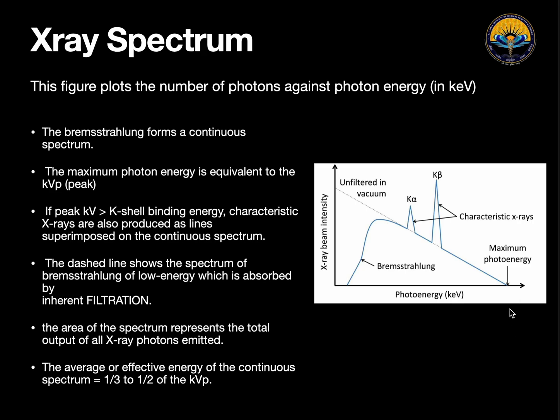And here we can see the maximum photon energy is equivalent to the kVp peak. If this peak voltage is more than the binding shell energy, then we can also get K alpha and K beta characteristic X-rays. And this dotted line represents the filtration.